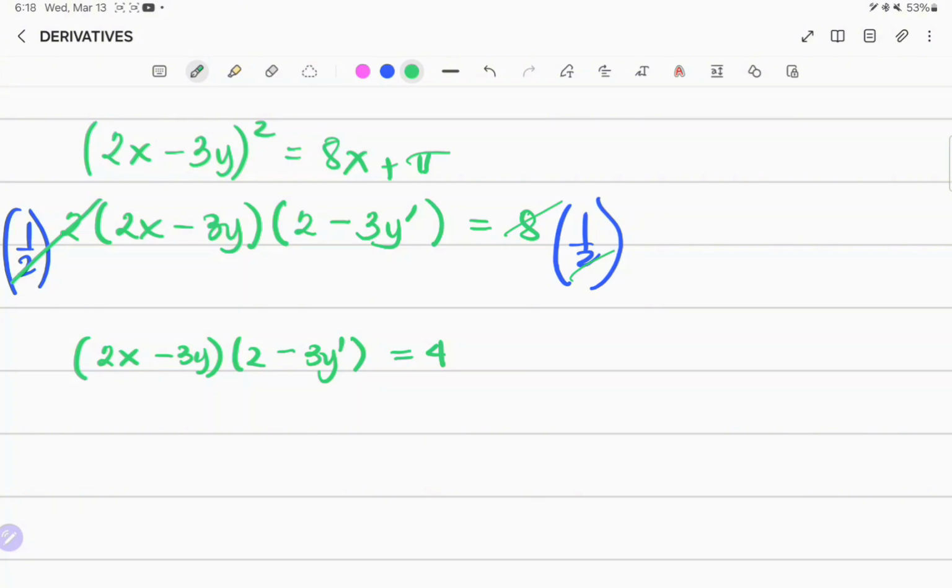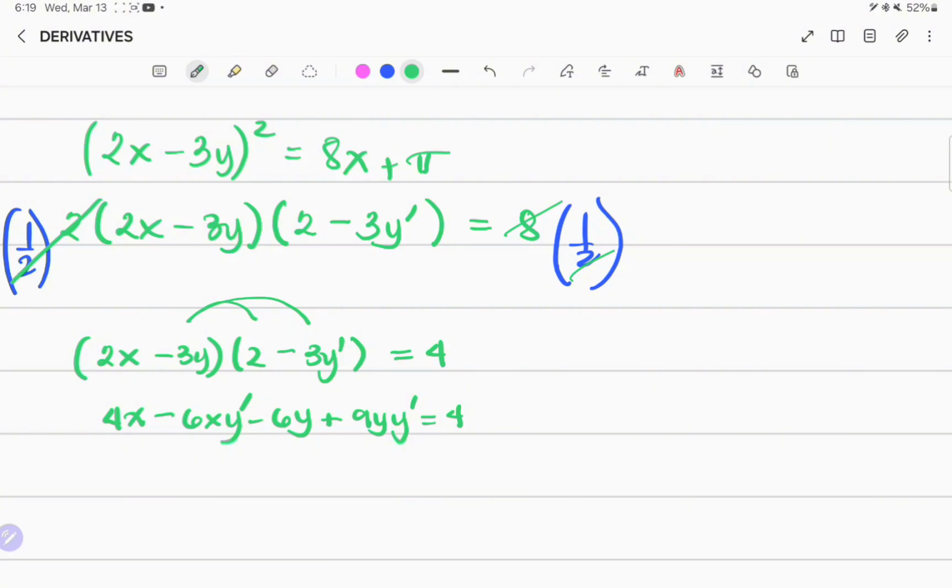Now the left side can be expanded using the FOIL method. The expanded form will become 4x. For the outer, we have negative 6xy prime. And inside, we have negative 6y. And the last terms will be positive 9y prime. That is equal to 4. So this is negative 6xy prime.